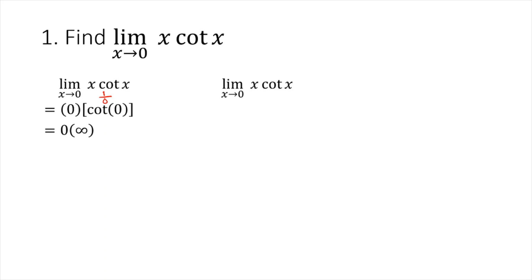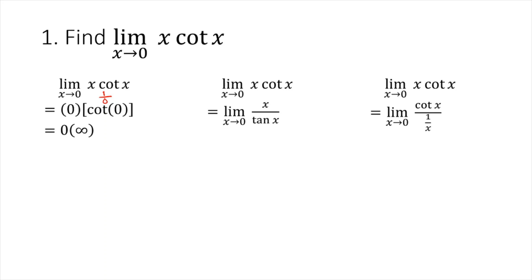So we can rewrite this as limit of x divided by tangent of x. Or we can retain cotangent of x and then divide it by the reciprocal of x. So for this option, we can rewrite this as cotangent of x divided by 1 over x.